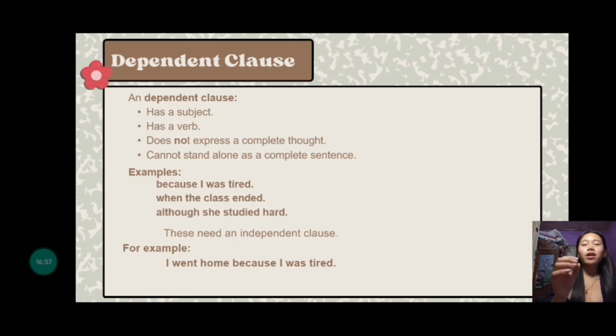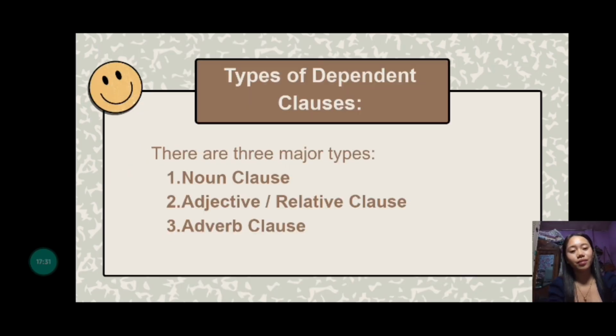If I simply say because I was tired, it sounds like I haven't finished my thought. So you would probably ask, what happened because you were tired? So a dependent clause needs an independent clause to complete its meaning. For example, I went home because I was tired. So now the whole sentence makes sense. So that is the dependent clause.